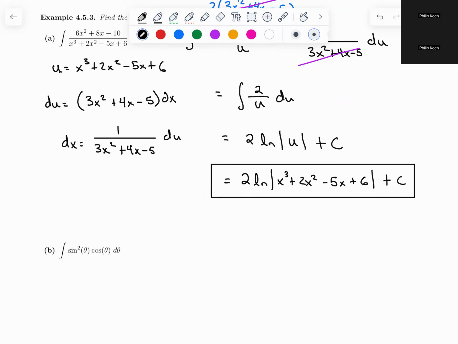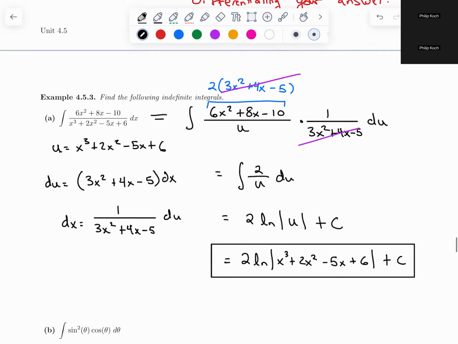There are a few cases where this is not the case. We'll talk about those soon. It should be the case that almost everything goes away. Most of the time, like 99% of the time, everything should go away and you should have purely something in terms of u, like this, 2 over u du. No x's in there at all.